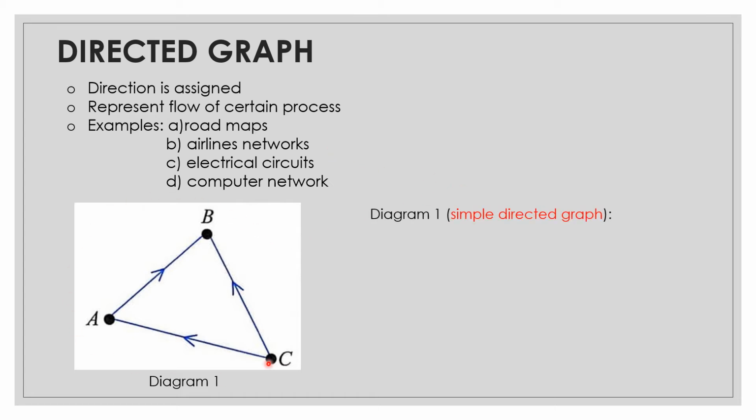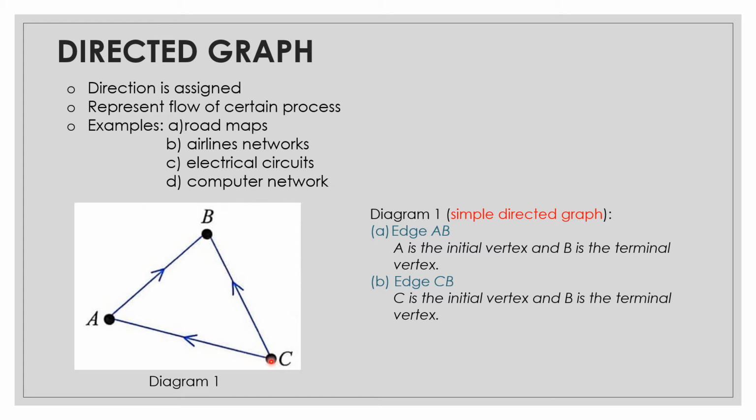This is a simple directed graph. For the edge AB, A is the initial vertex and B is the terminal vertex. You can look at the arrow, the directions. And the edge CB, C is the initial vertex and B is the terminal vertex. So therefore it's named as C to B. And all vertices are connected in one direction only.